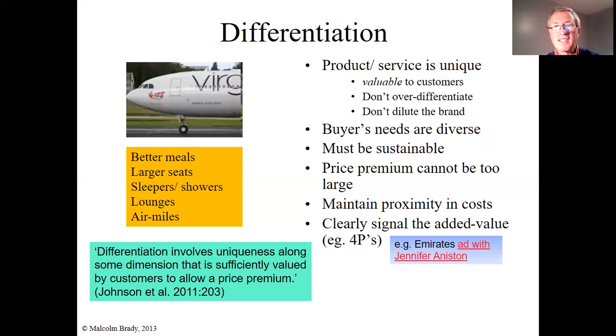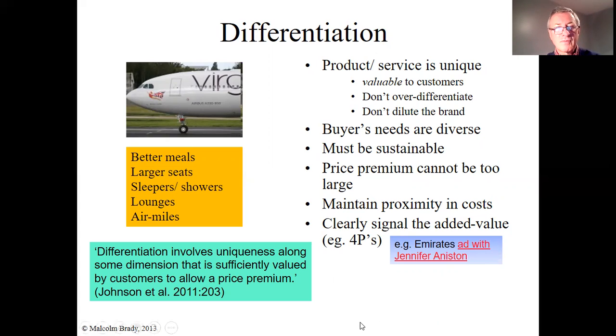And then clearly signal the added value. If it is a premium product or a differentiated product, you need to tell people about it. They may not necessarily know. Back to the airlines here again, there's a terrific ad with Jennifer Aniston for Emirates, which I think really gets across the message that Emirates provide a different type of service to other airlines, and they do that very effectively.